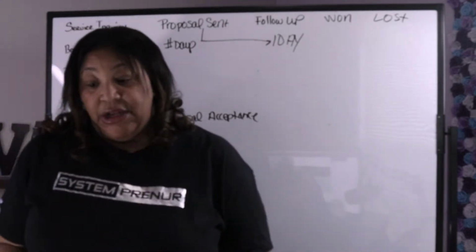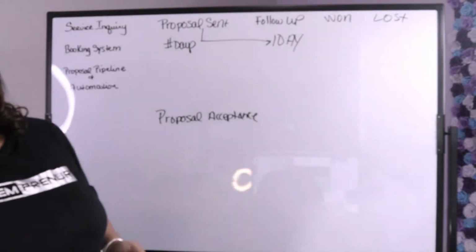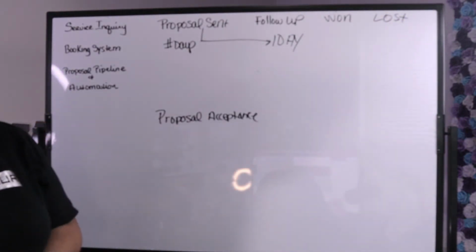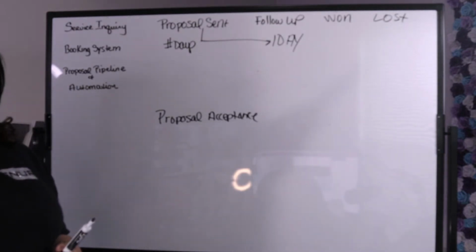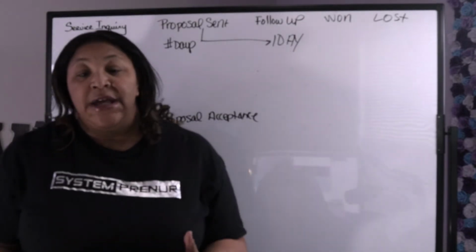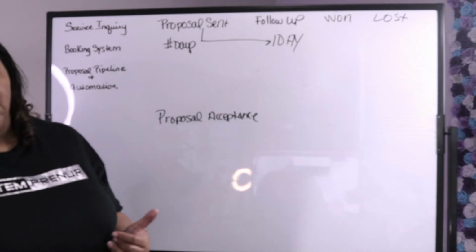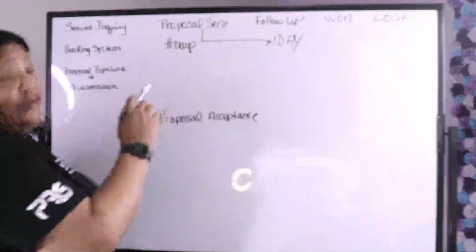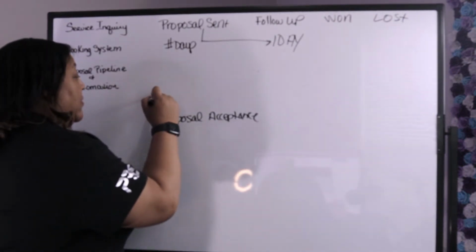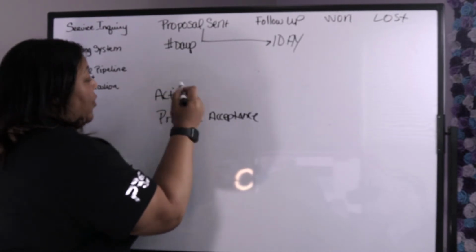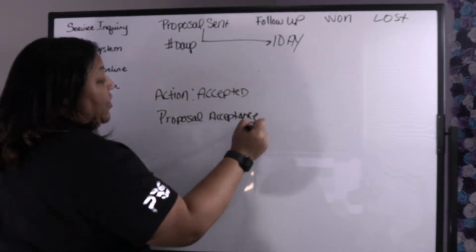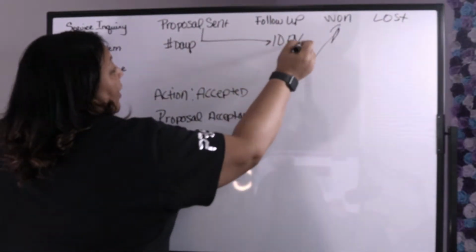So automation is based on behaviors and it's based on triggers. Those triggers are fired off. A trigger is an action that someone takes, and the action that someone takes will be to accept this proposal. So action, accept it. Then it's going to move over to here and out of follow up.